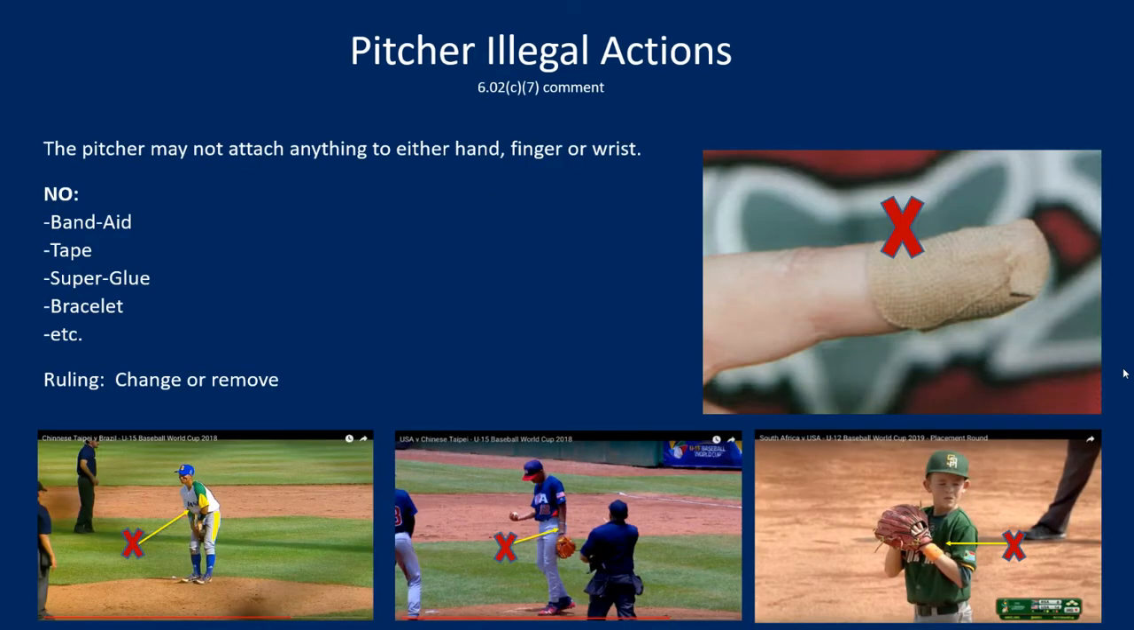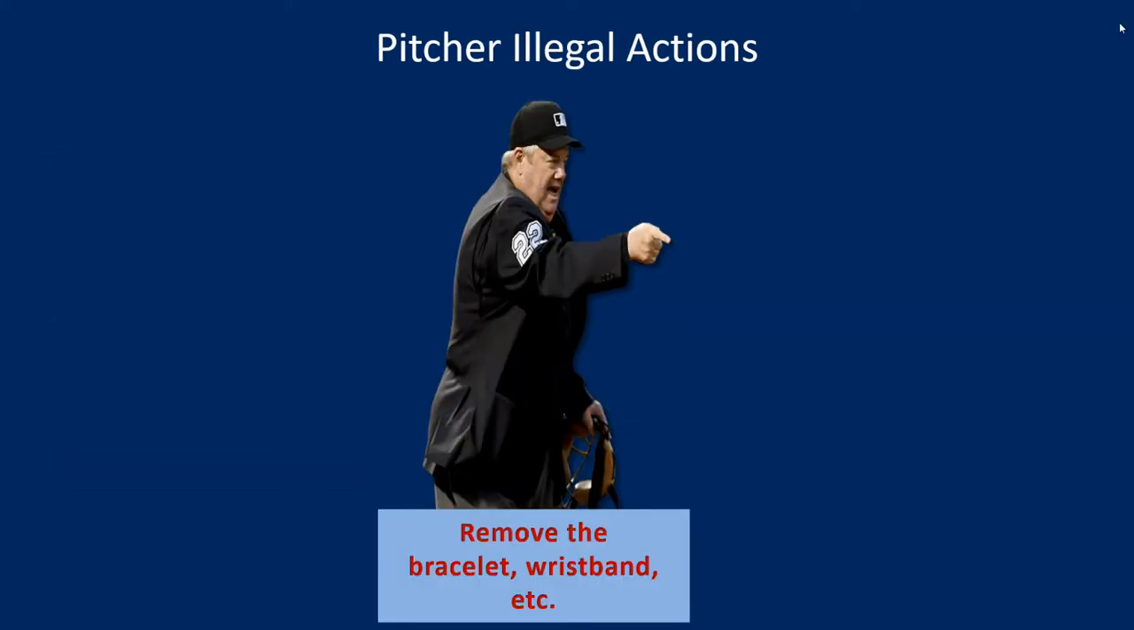The next rule we're going to be talking about, illegal actions by the pitcher, is having anything attached to their hand, finger, or wrist. So the pitcher can't have band-aids or tape or wristbands or bracelets or any of that on their hand or wrist or finger. If they have it, they need to change it or remove it. They can't have a band-aid, they can't have a wristband, so it needs to be removed. And again, game management, it's better if you notice this earlier on and you can get it taken care of at the beginning of the game instead of waiting a couple innings in. So preventative umpiring will help you with game management.